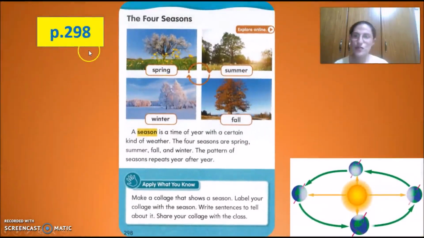We open to page 298, the 4 seasons. Let's take a minute to observe the 4 seasons. We have spring, summer, fall, and winter, or fall, winter, spring, and summer. Let's observe the first picture.